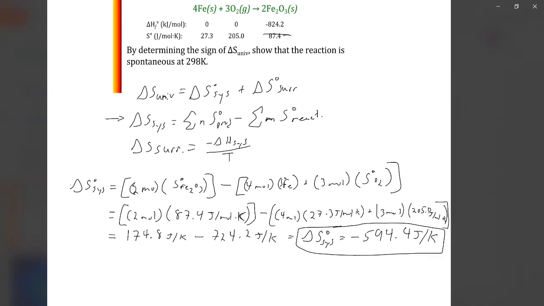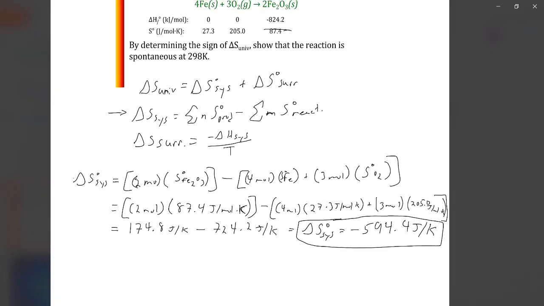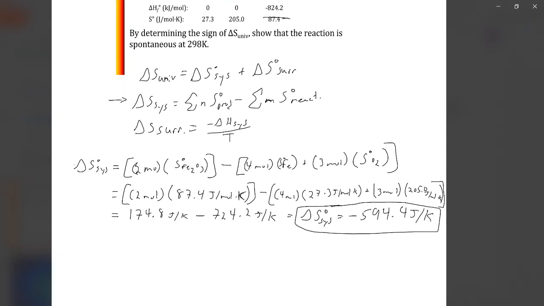And I'll slide our page up a little bit. Try to keep our values where we can see them. Okay, now we need to calculate this part. Okay, so now we need to calculate delta S of the surroundings.